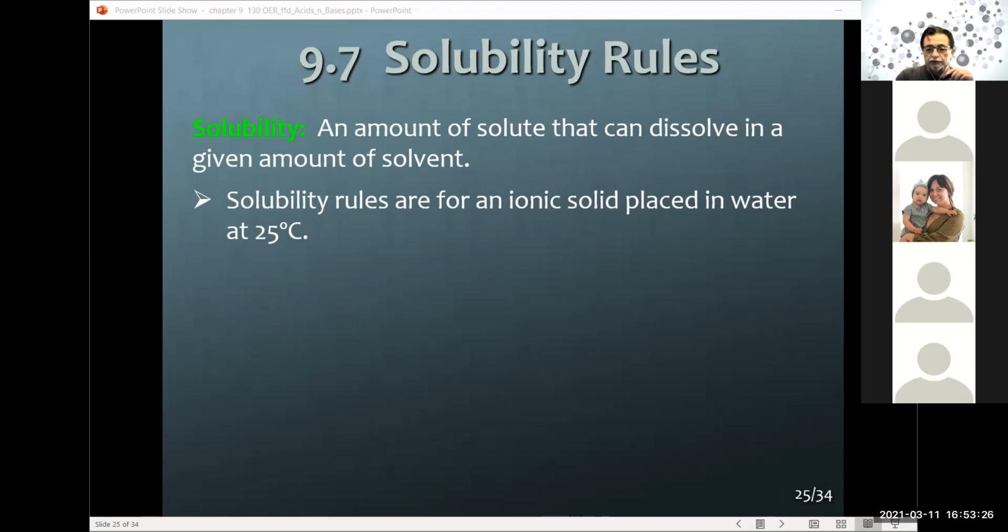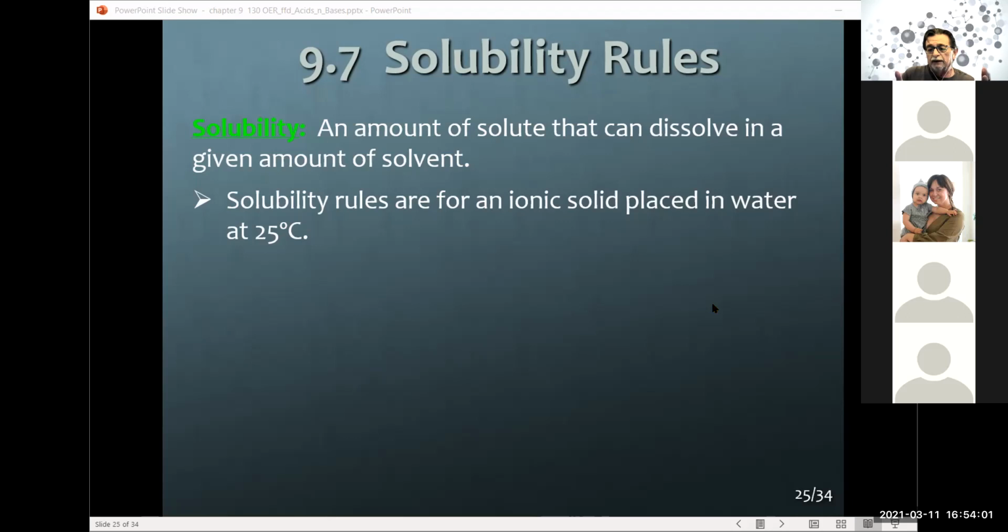When we talk about solubility, we're talking about an amount of solute. That's the amount of material that we can dissolve in a given amount of solvent. Also, we deal with a temperature because solubility is a function of temperature. As you may know, if something doesn't dissolve, what do you do? You heat it up and it goes into solution. So we're specific at 25 degrees, and it's a specific amount of solvent.